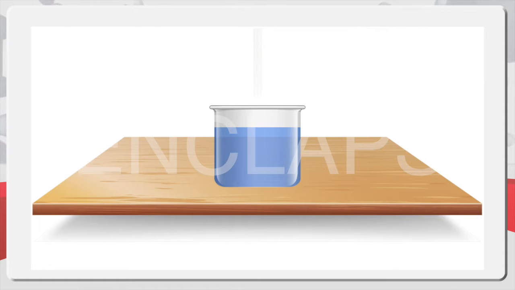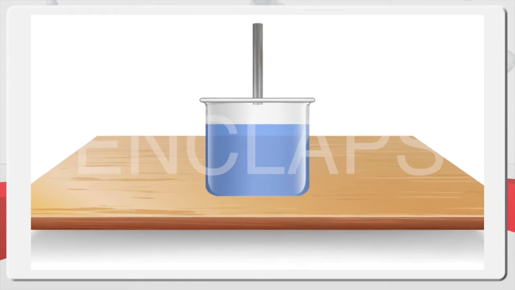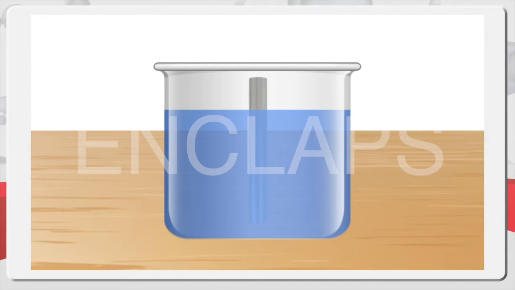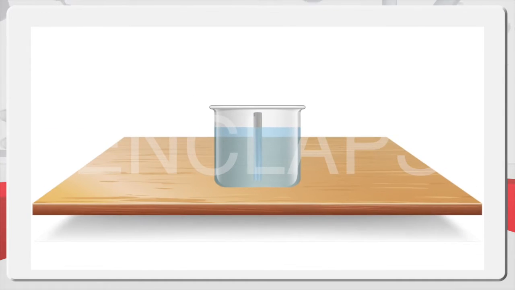For that, first we have to prepare some copper sulfate solution in a beaker and then dip a zinc rod into it. What can we see? What happened to the color of the copper sulfate solution? Isn't it decolored? Yes. Is there any change in the zinc rod? Yes, the zinc rod can be seen in brown color.